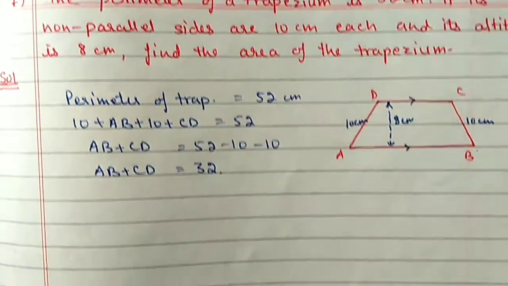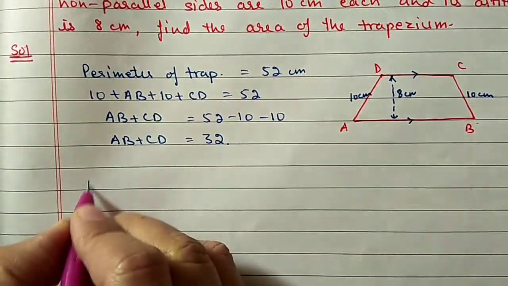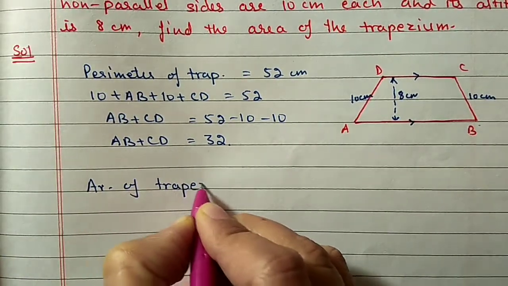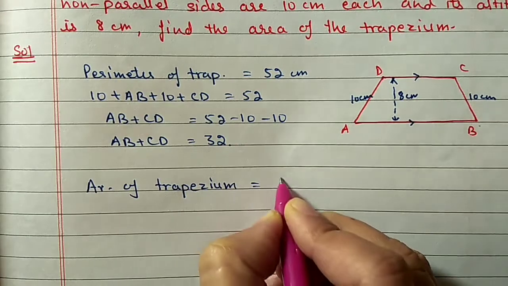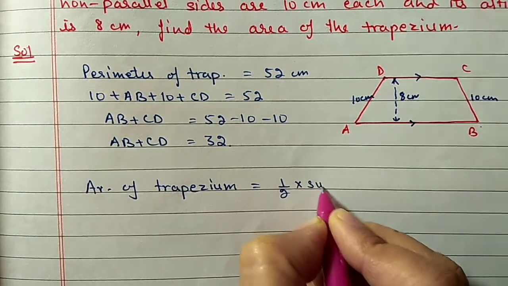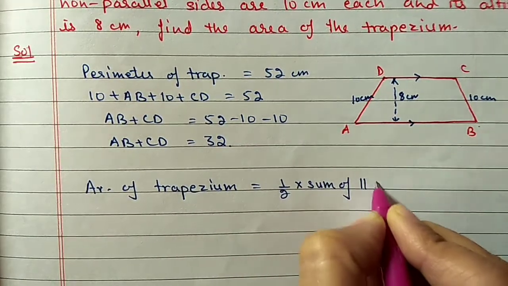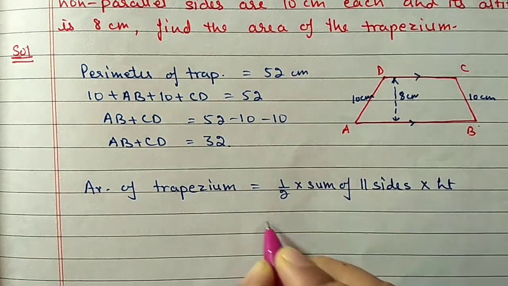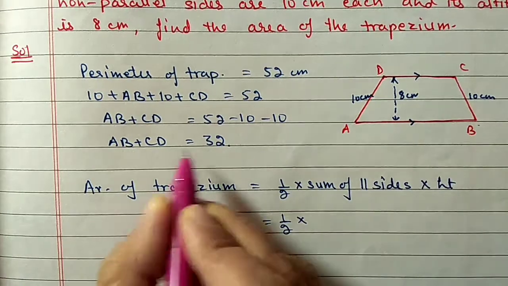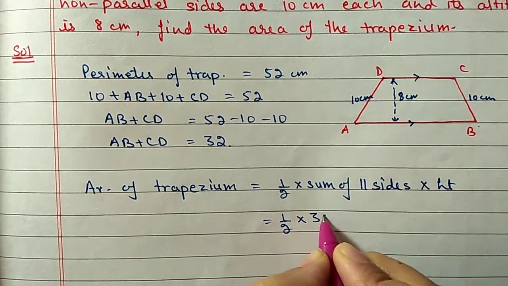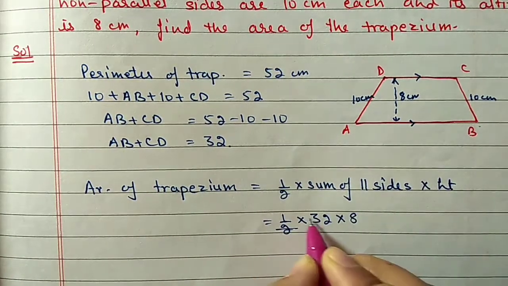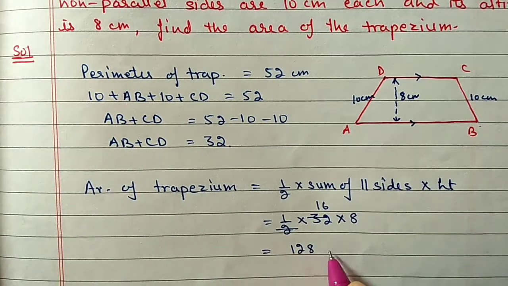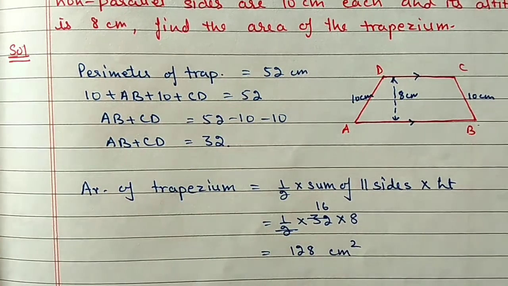Now we can use the area formula. Area of trapezium is equal to half sum of parallel sides into height. So half, the sum of parallel sides is 32 and height is given 8 centimeter. Cancel out, 16 times, and 16 into 8 is 128 centimeter square.